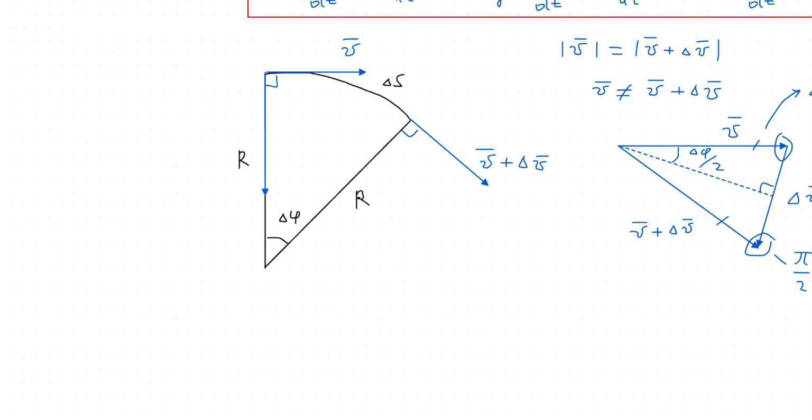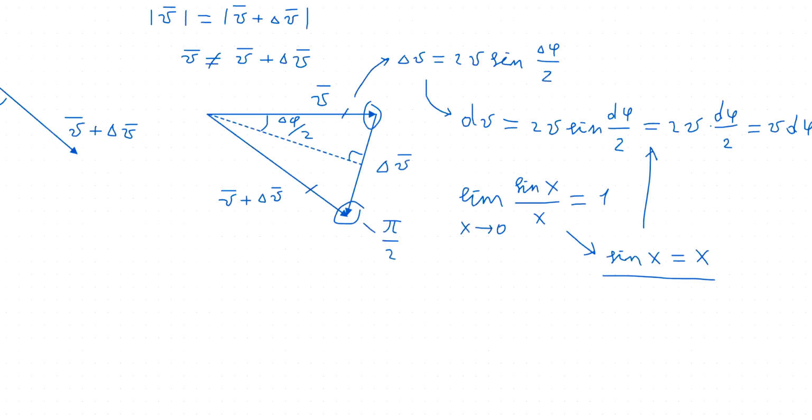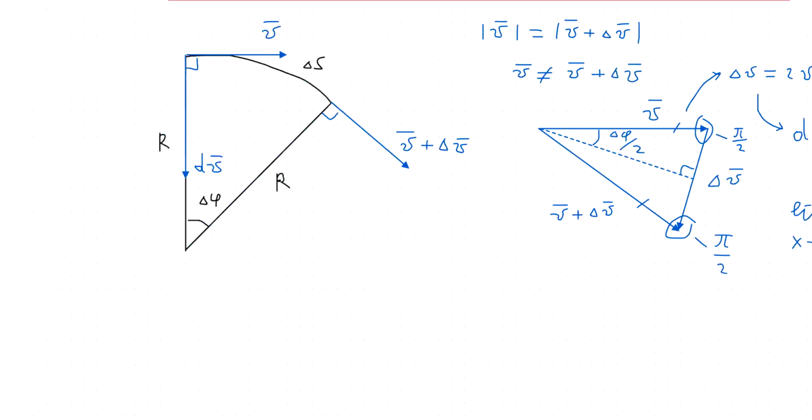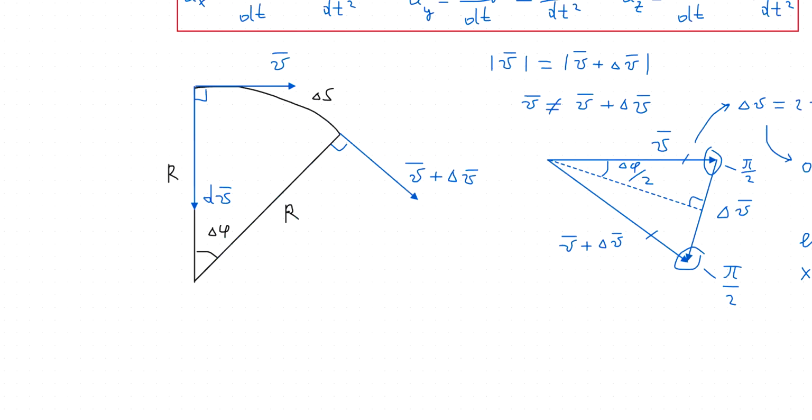So we have dv is here. dv is directed to the circle because according to this picture, these two angles tend to pi divided by 2. And because of this, dv vector is directed to the center of the circle, and so we can define.